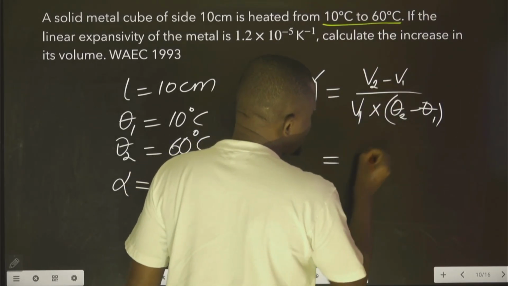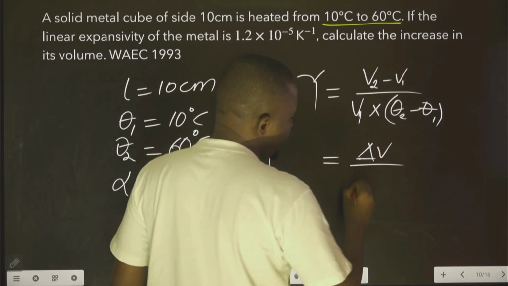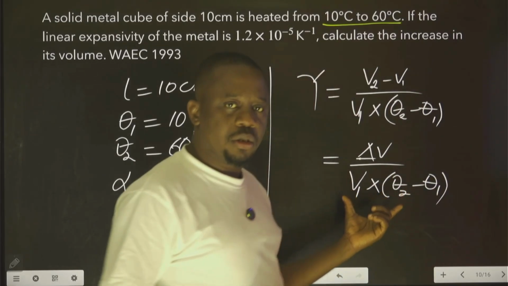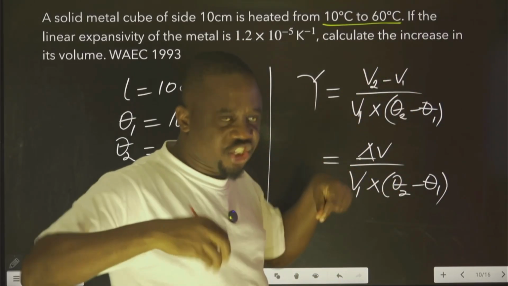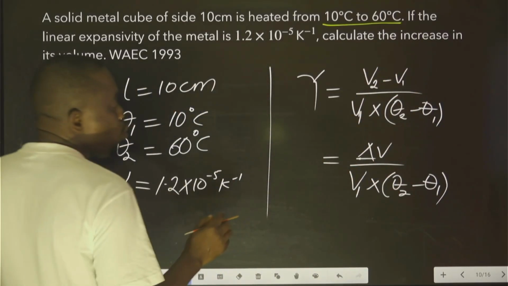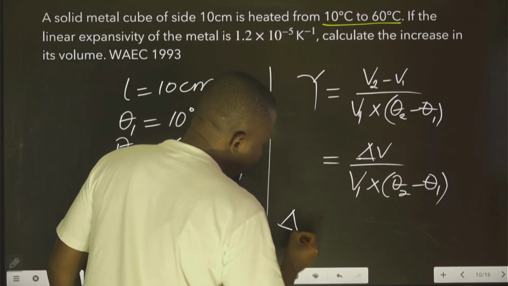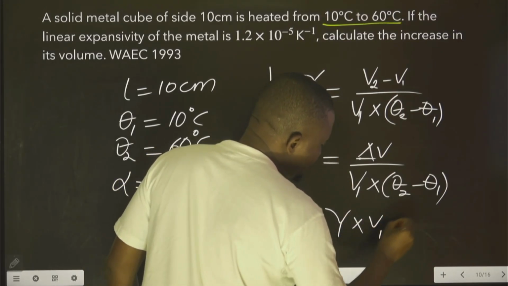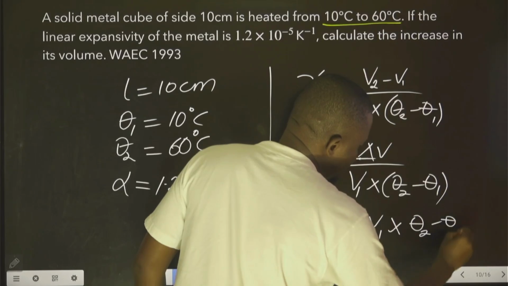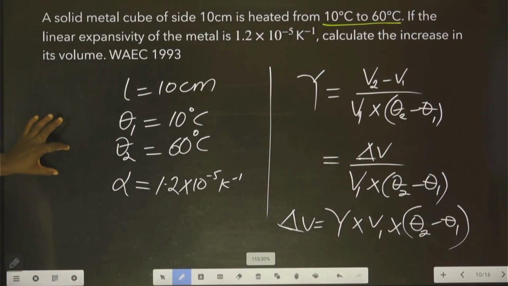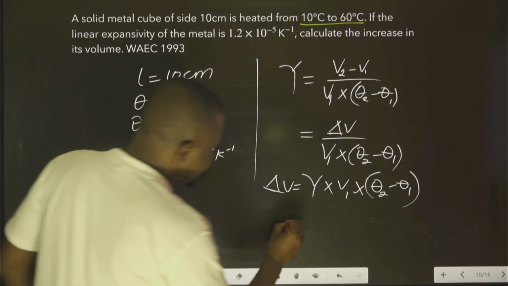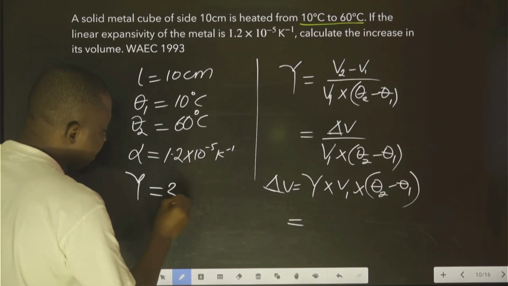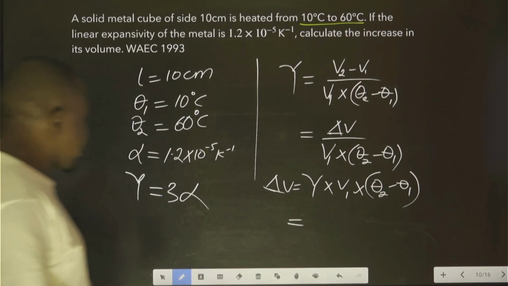Remember, we can also change this to this. Please, if you have not watched the explanation of this, go and watch it in this channel, okay? Now, we can make this the subject of formula to have this equals to this multiplied by this multiplied by this. Okay? So therefore, you will agree with me that this one is 3 multiplied by this. I explained this too. Okay?